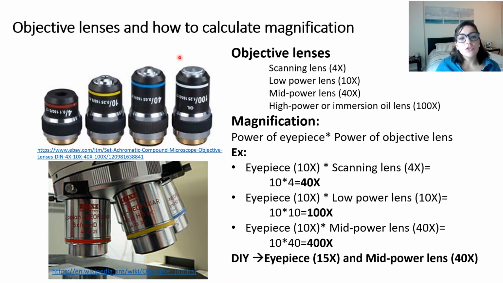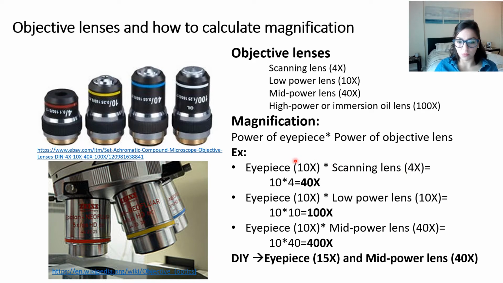But even though we have different magnification in each lens, the final magnification at which we are observing our microorganism is not the magnification that we have in the lens, because the eyepiece also has a magnification. Usually it is 10x. So to know the final magnification at which we're observing our specimen, we just need to multiply the eyepiece magnification by the lens magnification.